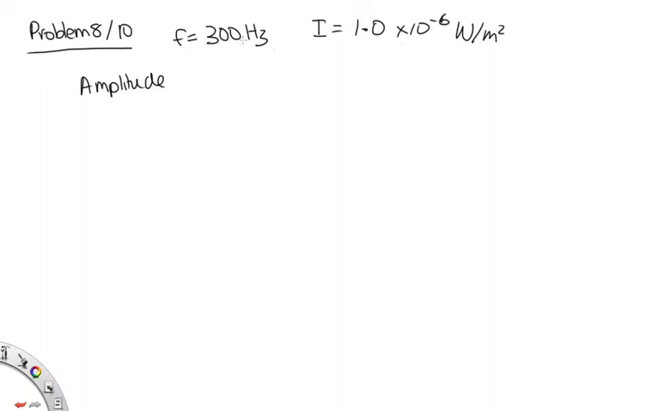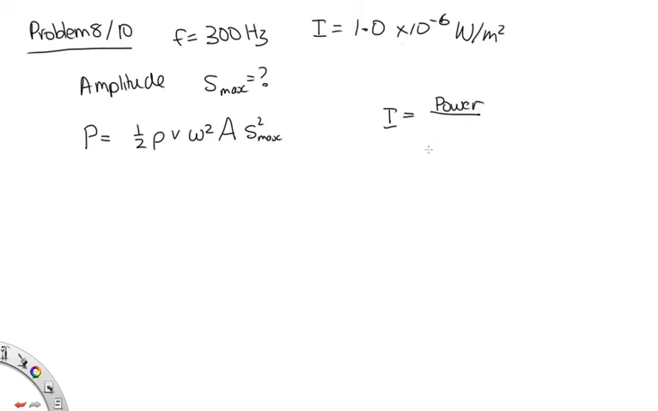Okay, so this is a sound wave, so the amplitude is in the direction of motion of the wave, and we usually give it the symbol S max. So we need a couple of equations to solve this one. We have shown that the power is equal to a half rho, the density of the medium, times the velocity, omega squared, times the area, times S max squared, the amplitude squared. And we also need to make use of the intensity is equal to the power over the area. This is the power here.